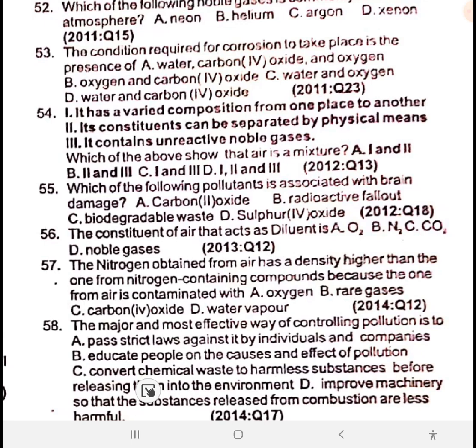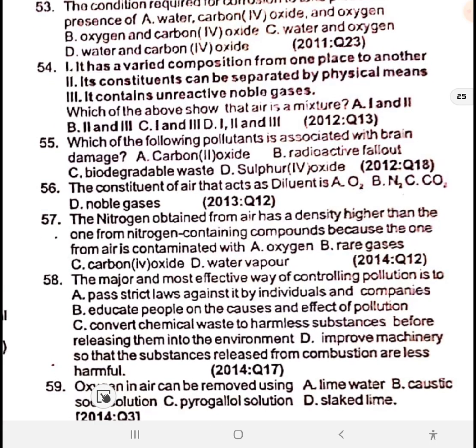The next best would be to convert the waste. And even if you educate the people, you need to do the one that is beyond their own control. But if you educate them, they could still pollute the environment. So option C, you convert the chemical waste to harmless substances.